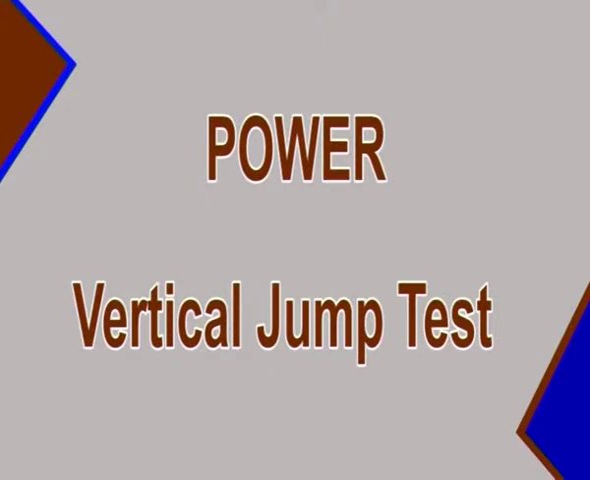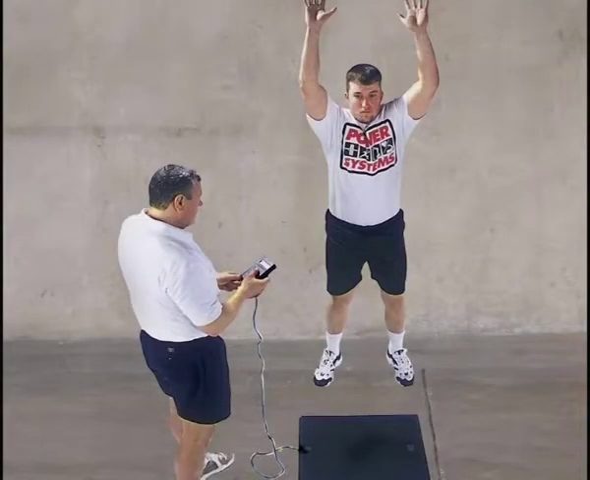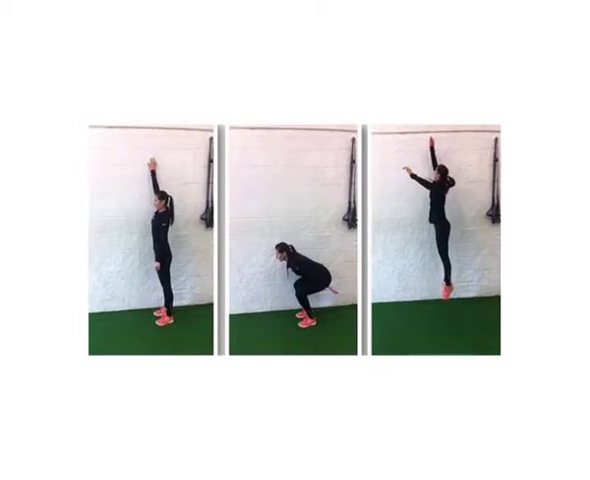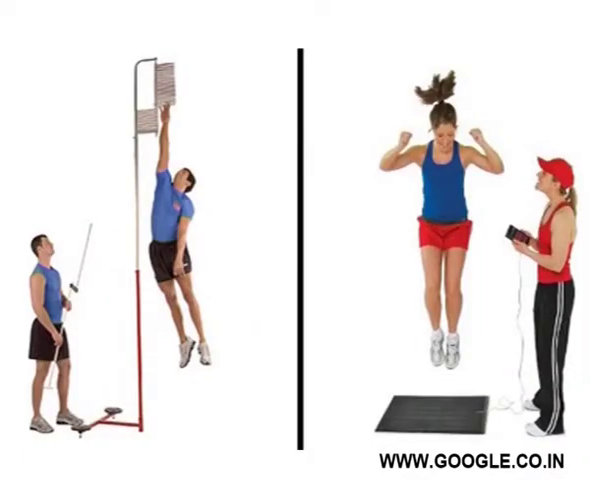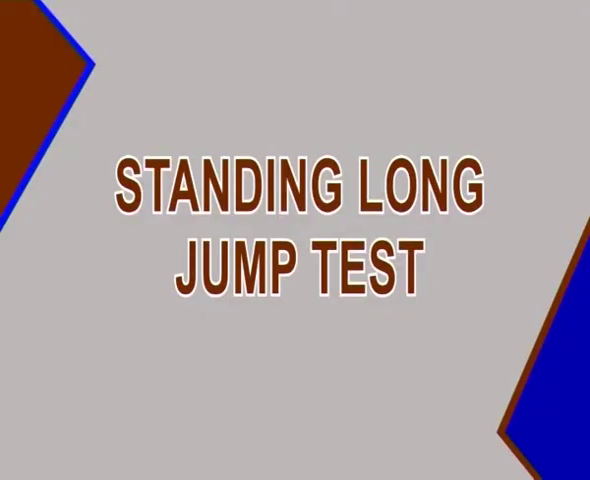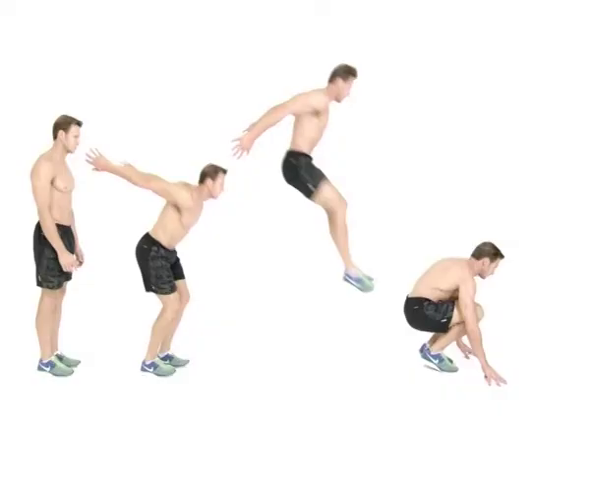Power, vertical jump test. Standing sideways on to a wall with the arms raised above, you mark the highest point you can reach. Still standing sideways, jump as high as you can, marking the point you can reach. Your score is the difference between your standing and jumping score. This test measures the power in your leg muscles. Standing long jump. Stand behind a starting line, jump from 2 feet and land on 2 feet as far as possible. You may use your arms to aid you.